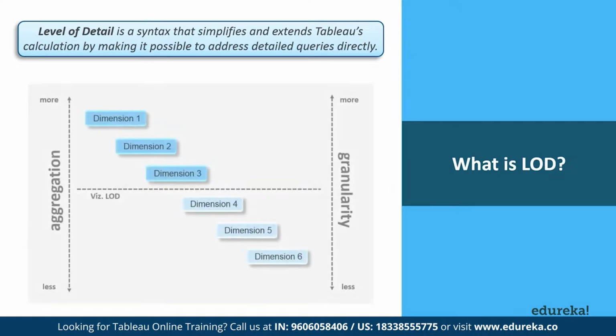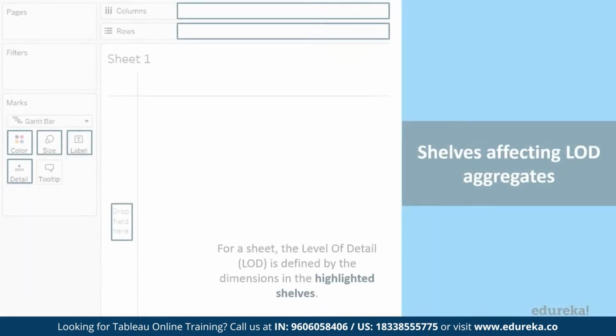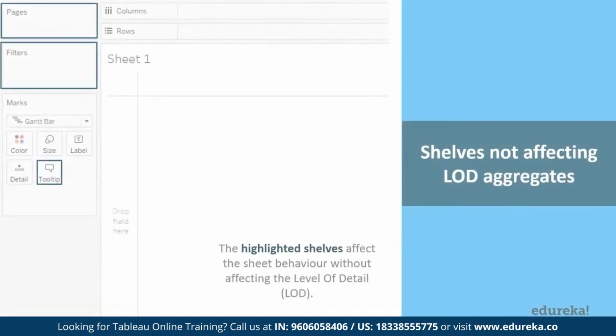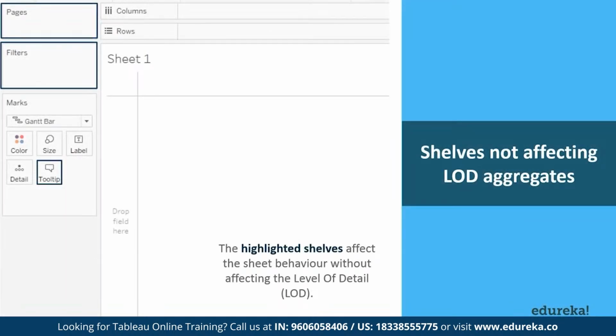Now, granularity and aggregations in LOD are inversely proportional to each other. How it works is, the more the level of granularity, the less is the level of aggregation and vice versa. So here are the shelves which affect your LOD aggregates. You have your columns, rows, pretty much everything except for your pages and filter shelf. And these are the shelves which do not affect your LOD aggregates. These are your pages, filters, and tooltip.